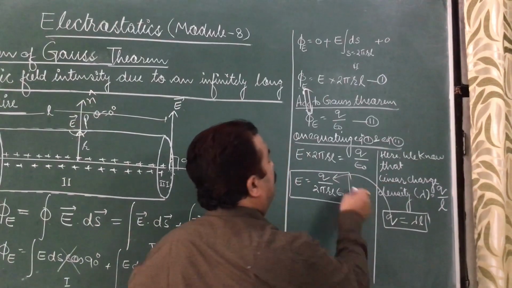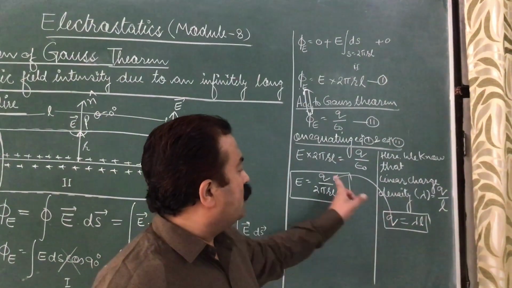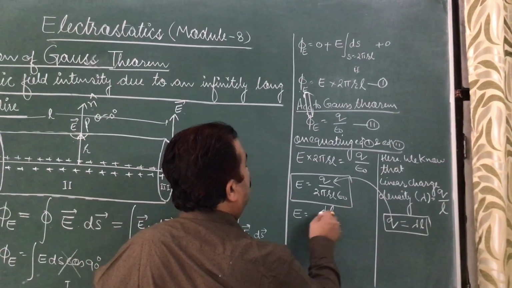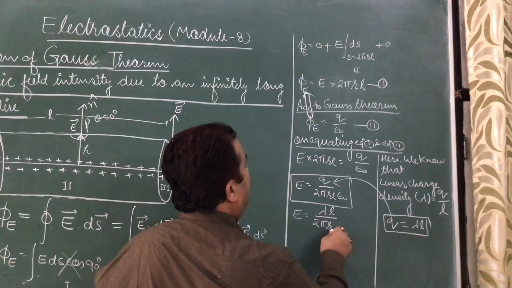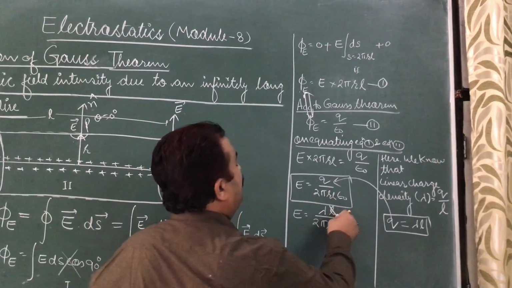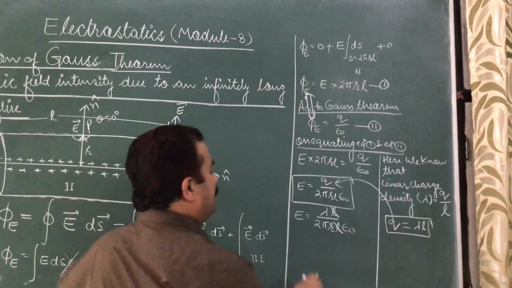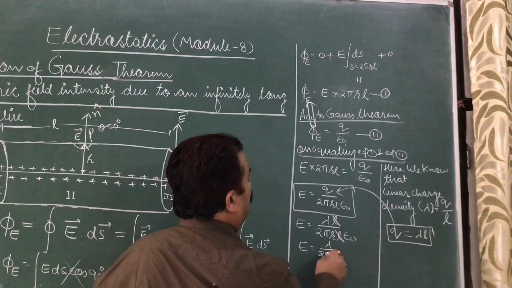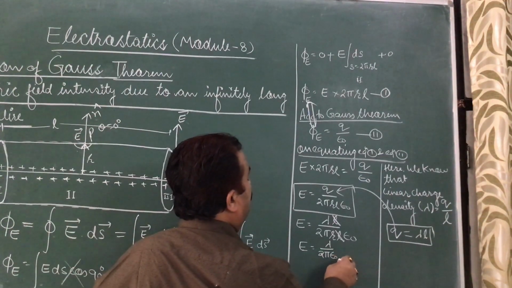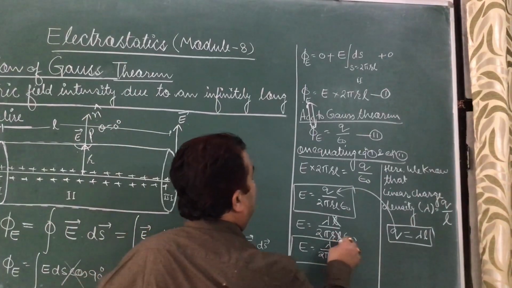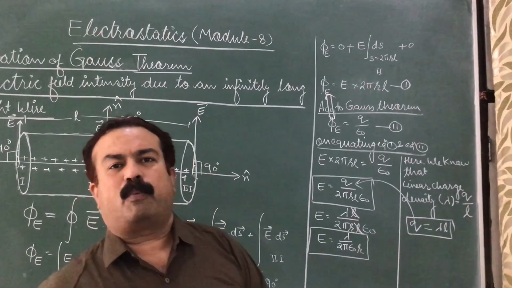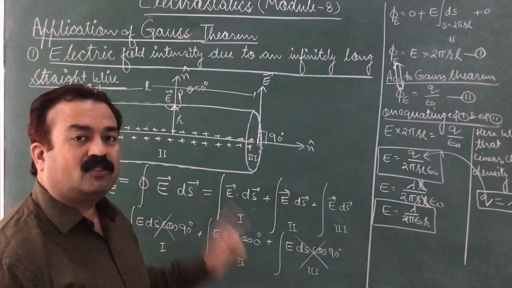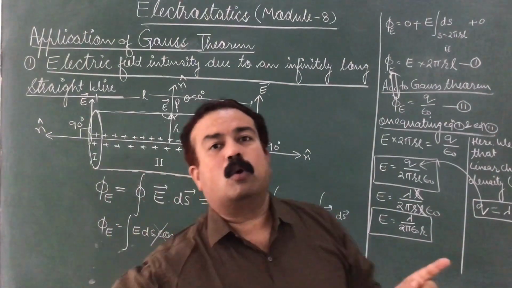Now put the value of Q here. When you put the value of Q here, the expression for the electric field becomes lambda L upon 2 pi RL epsilon naught. You cancel out L with L. And then the expression for the electric field equals lambda upon 2 pi epsilon naught into R. And this is the expression for the electric field at distance R due to an infinitely long straight charge carrying wire.